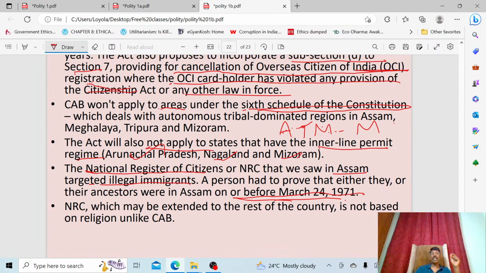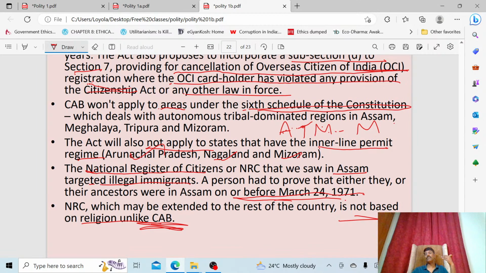But when I look into this idea of the National Register of Citizens, the government decided, through an amendment, that it will be expanded to the whole country, but not on the basis of religion. Only in CAB, the Citizenship Amendment Bill, will religion come under consideration. But checking the national registration in terms of citizenship on or before 24th March 1971 is the criterion.